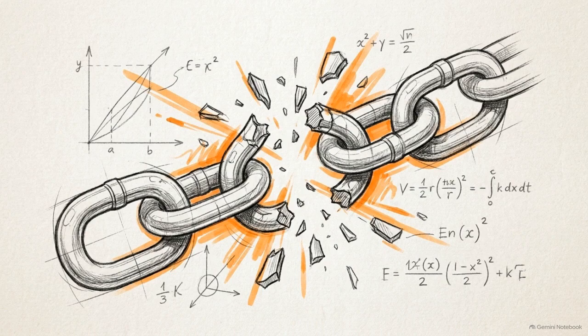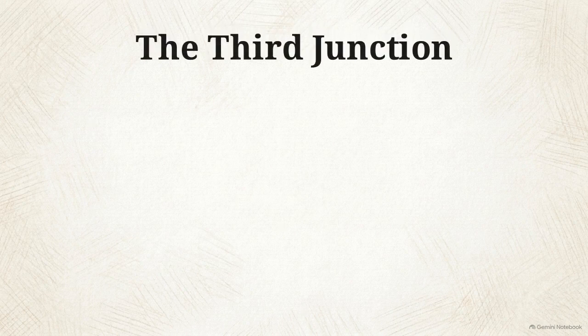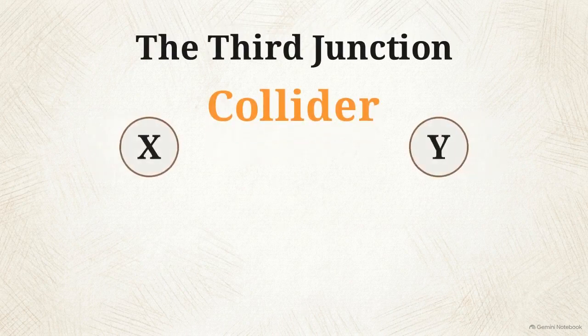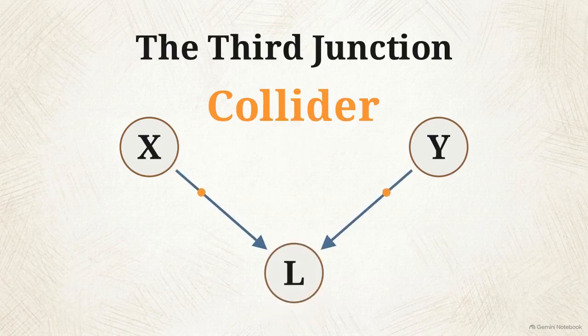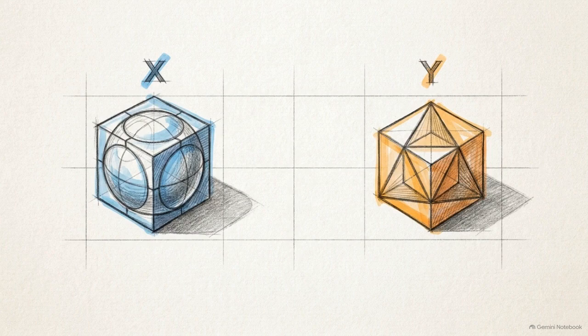The third junction is the most counterintuitive. It is called a collider. Here we have 2 completely independent variables, X and Y, that both point to a shared outcome, L. In their natural state, the 2 parent variables in a collider are mathematically independent. They have no relationship to one another.